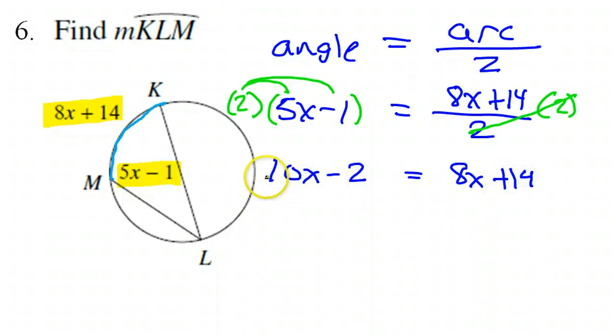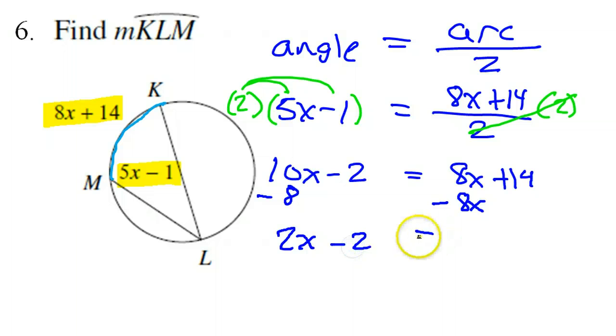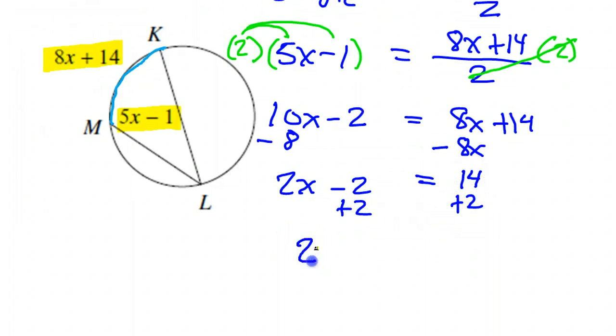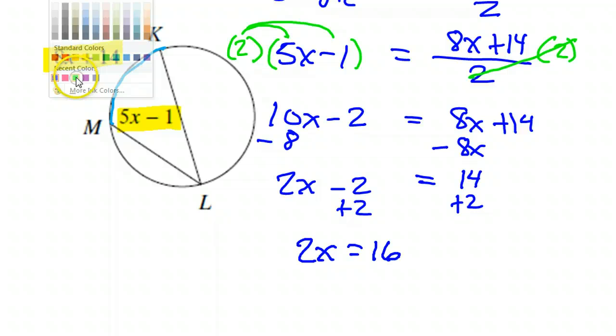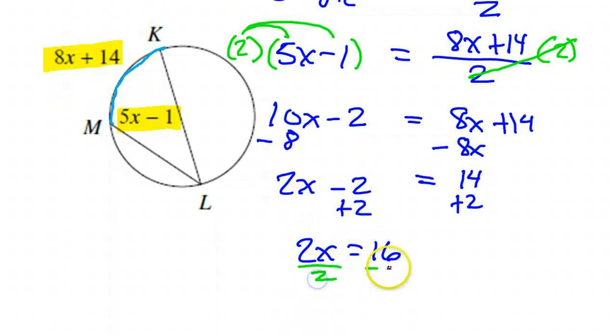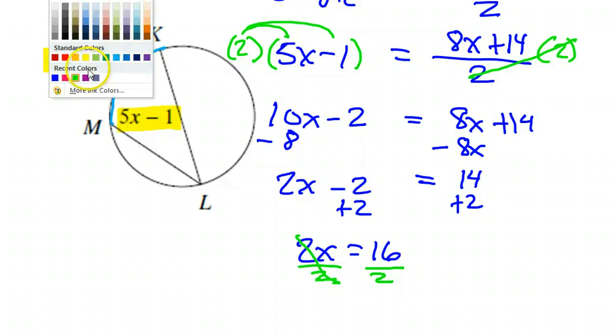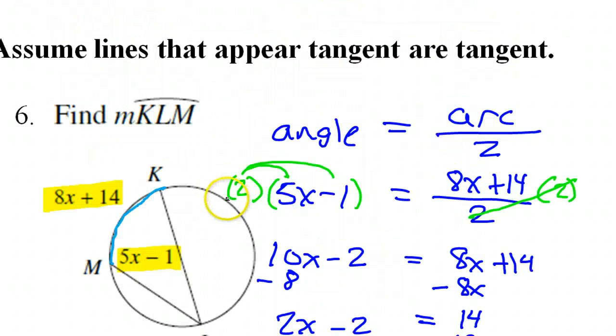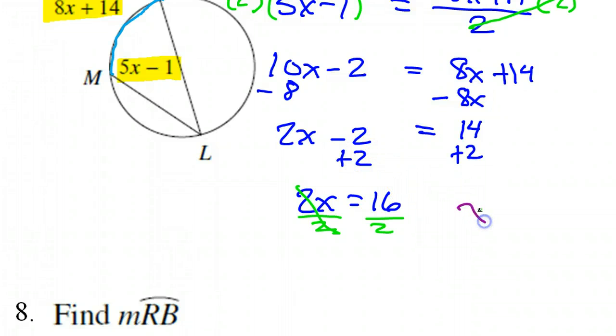I see that I have variables on both sides, so I need to get them together by subtracting 8x from both sides. So that will give me 2x minus 2 is equal to 14. These canceled out. And then I will add 2 to both sides, so that'll give me 2x equals 16. And then I will divide both sides by 2, and that is going to give me x equals 8.